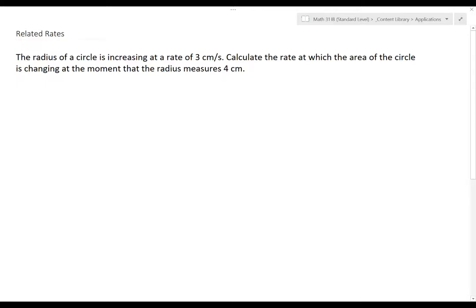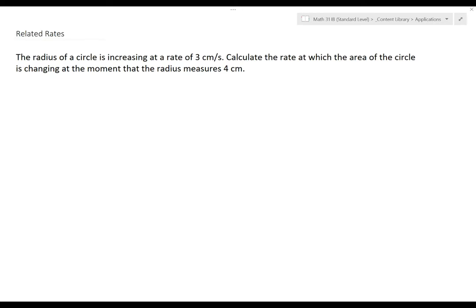Hello. In this video, we're going to be looking at rates of change for quantities that are related to each other. So in this first example, we have the radius of a circle increasing at 3 centimeters per second. So we have a rate of change for a radius. We want to know the rate of change for the area of the circle at a particular moment.